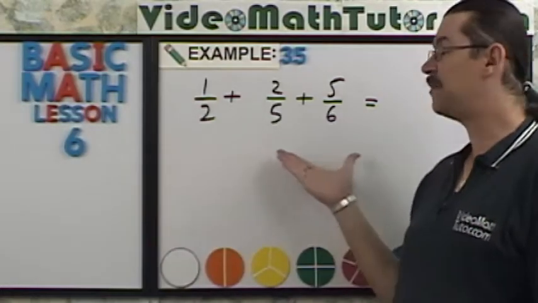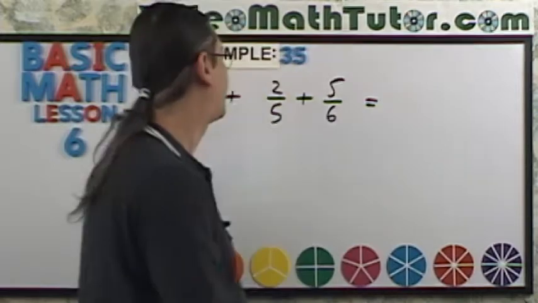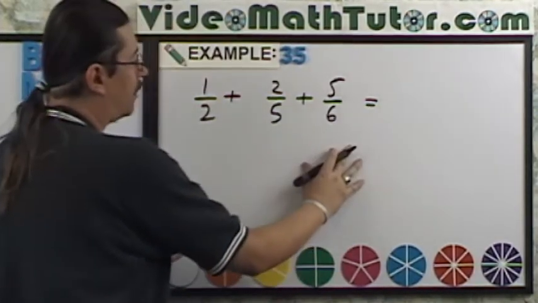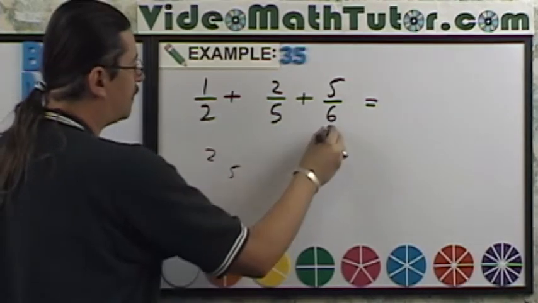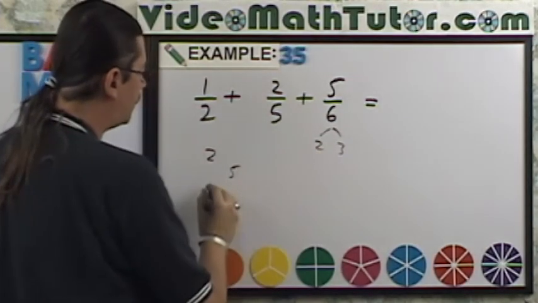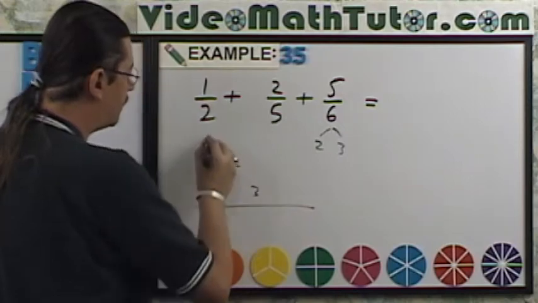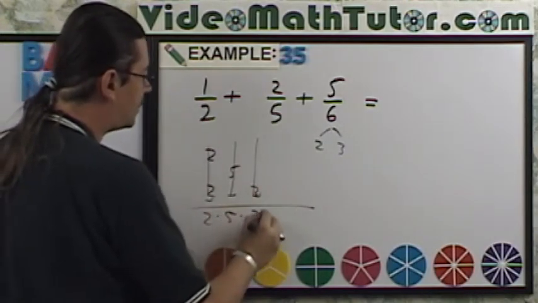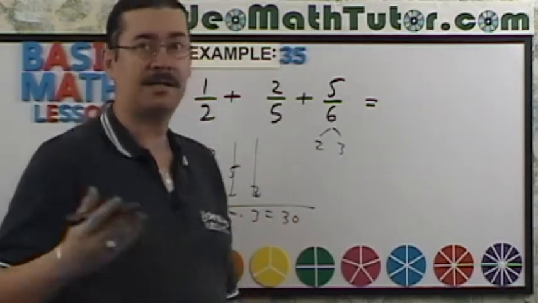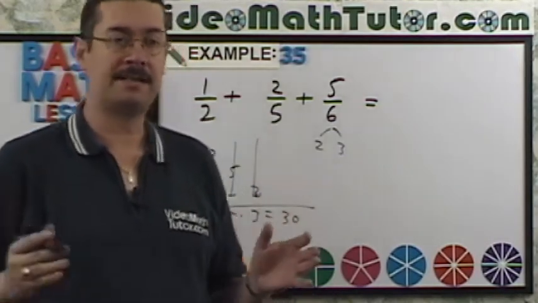Let's add up these three fractions right now. We need to find our LCD. So we need to have a 2, we need to have a 5, 6 is 2 times 3, so 2 can go here, the 3 is there. So now we create our columns like this. It's going to be 2 times 5 times 3 is 30. So 30 is going to be our LCD.